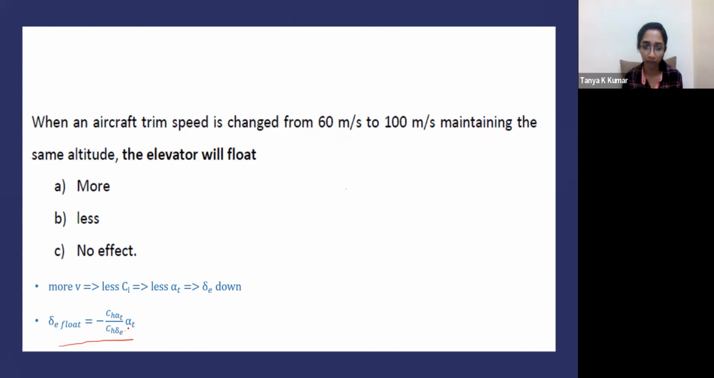delta E float. So initially your alpha T, suppose it was 2 degrees. Now, when you want to change it from 60 to 100, so alpha T1, imagine it was 2 degrees, and alpha T2, it has to be less, right? For more velocity, less CL, less alpha T. Imagine it was 1 degree. I'm just taking random values, but to show the variation. So delta E float in this case, float 1 would be greater than delta E float 2 or less than?